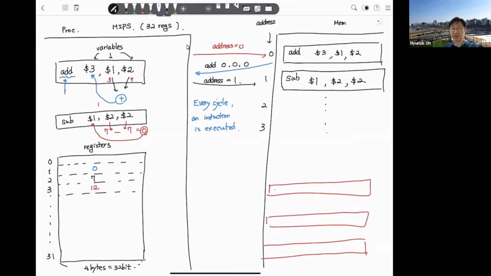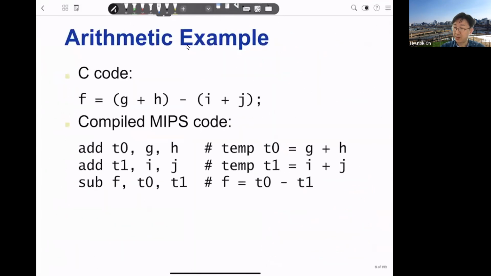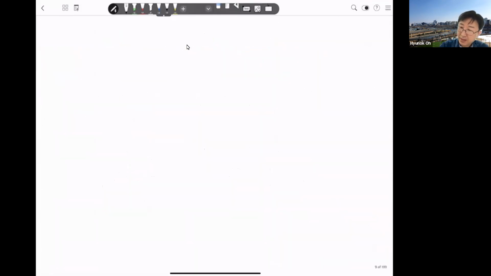Okay, so maybe you can understand, but maybe it's better to use some real examples. So first, we are learning about one instruction, the add instruction. So add register 1, register 2, register 3. That means register 1's value is register 2 plus register 3's value. Okay, we will learn about another instruction.